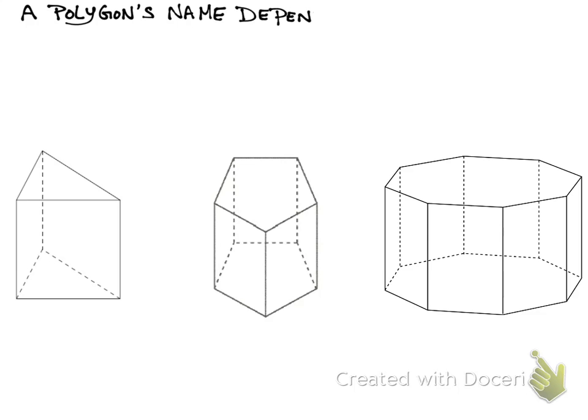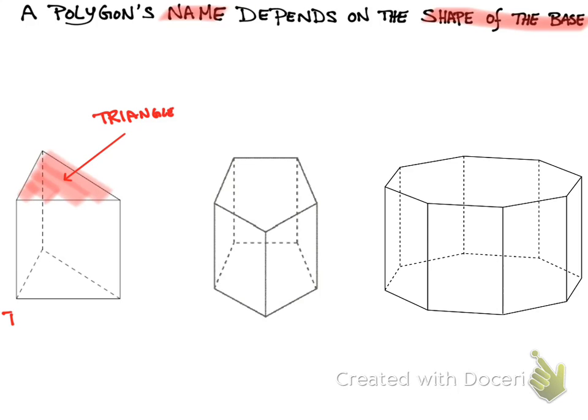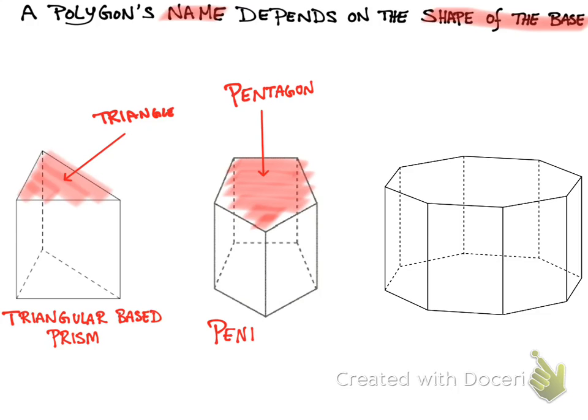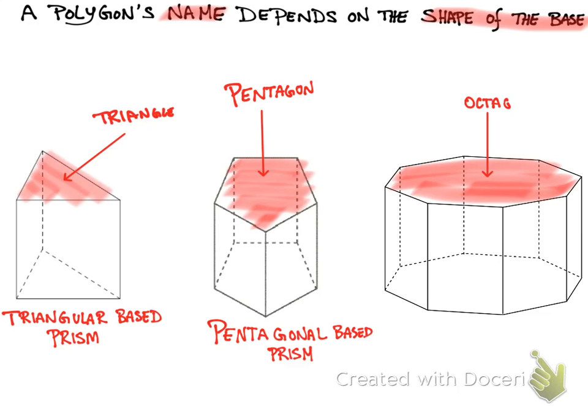Polygons are named depending on their bases. For example, this is a triangle. So this is a triangular-based prism. This is a pentagon. So this is a pentagonal-based prism. And this is an octagon. So this is an octagonal-based prism.